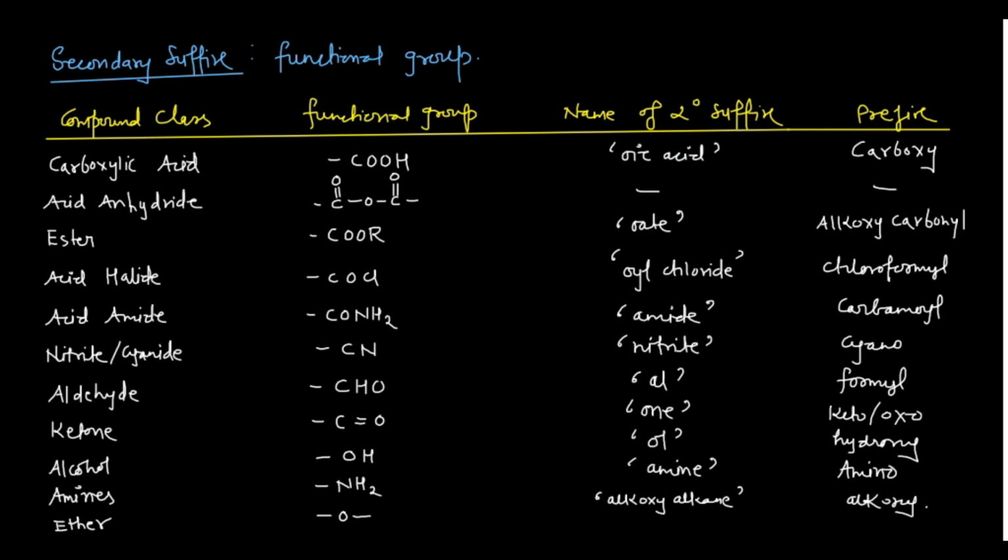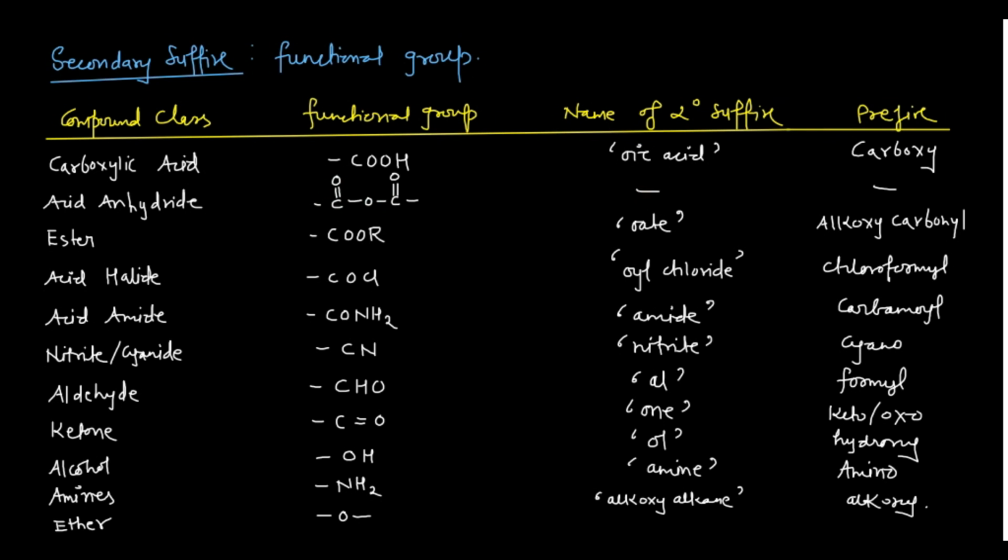And second is the derivative of your acid, which is acetic anhydride. This is a very special case, and I'll come to the acidic nomenclature of acetic anhydride later on. For the time being, you can skip this one, right?